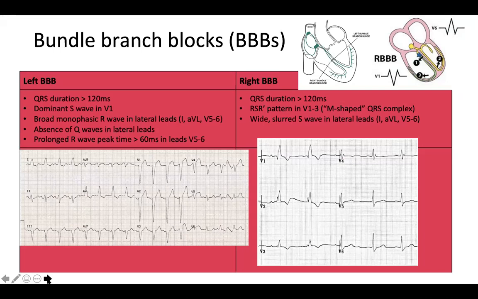Okay, so bundle branch blocks. We have left and right bundle branch blocks. If you remember how the conduction worked, we said that the electricity goes from left to right, and that's why you get that little negative deflection in lead 2.